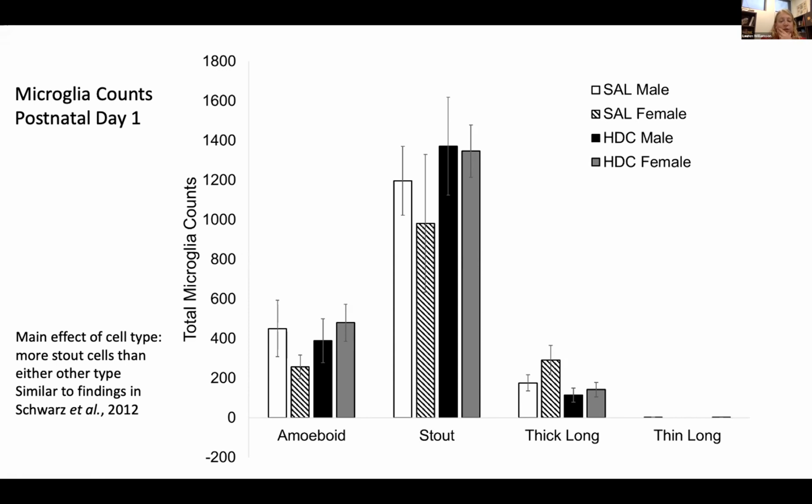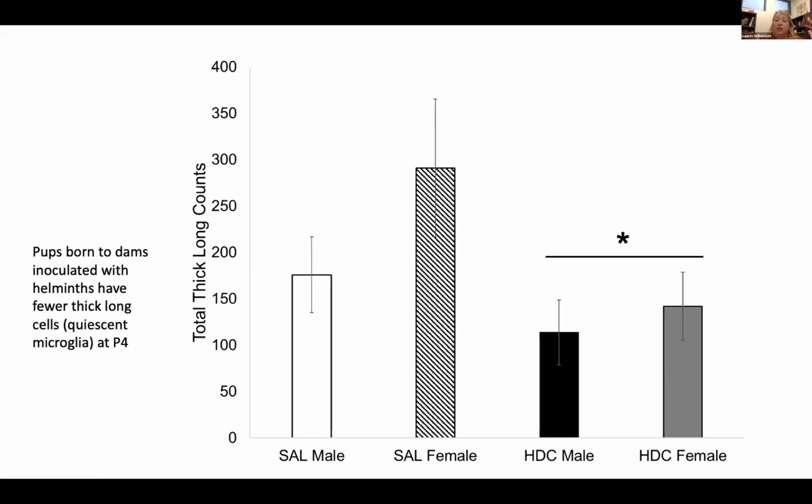What's interesting is if we zoom in on the thick long cells, so the third type that are moving their way toward maturation, the helminth-born pups, so the pups born to moms with helminths, have fewer thick long cells than the saline pups. Stick with me.